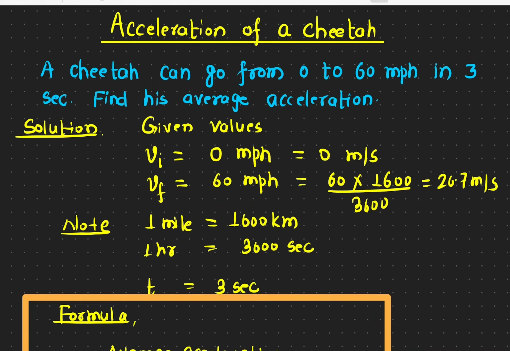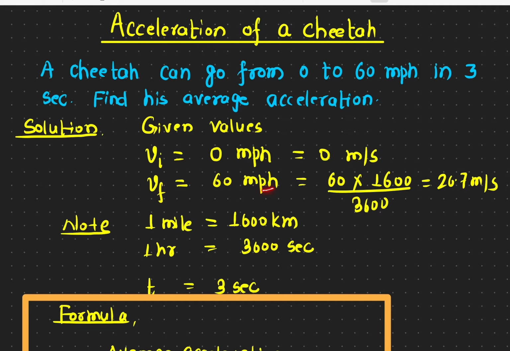So let's do that. First we have to convert the mile. 1 mile is 1600 meters, or we can also call it 1.6 kilometers, but again kilometer is not an SI unit, so you have to convert it into meters. So that's 1600 meters.